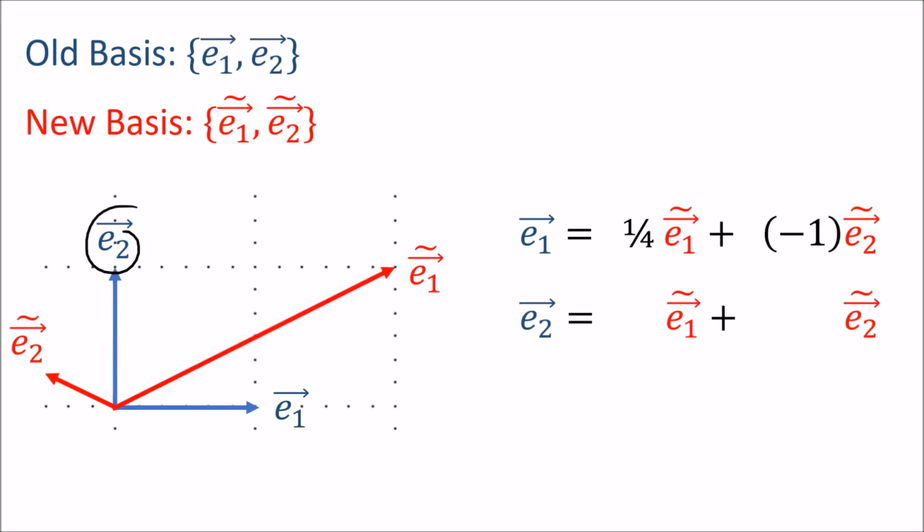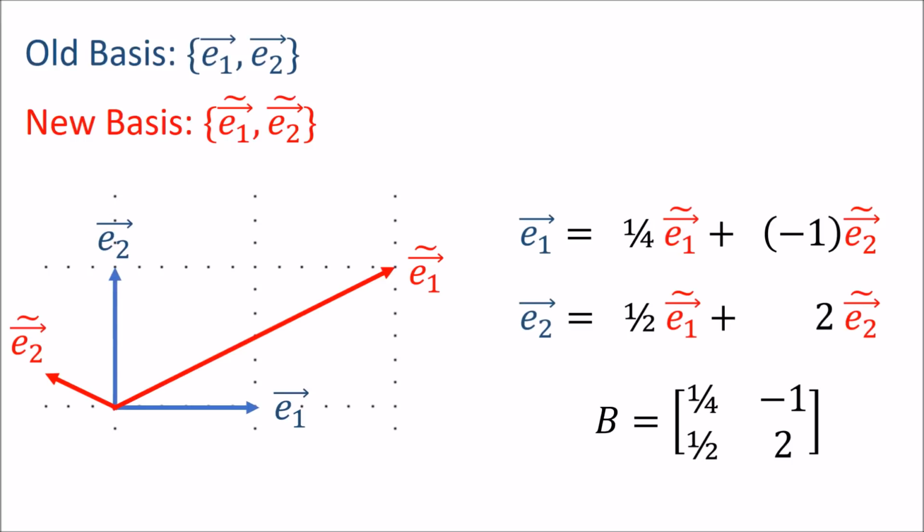And what about E2? It looks like we need a half of E1 tilde and two E2 tildes. And again, we can store these four numbers in a 2x2 matrix called B for backward, and that's it. That's the backward transformation. So if we know the matrix B, we know everything we need to construct the old basis from the new basis.